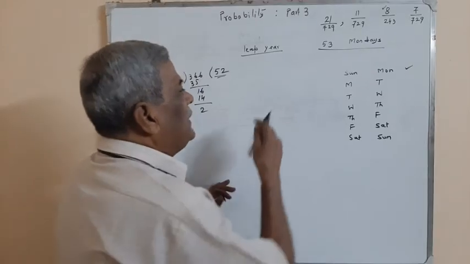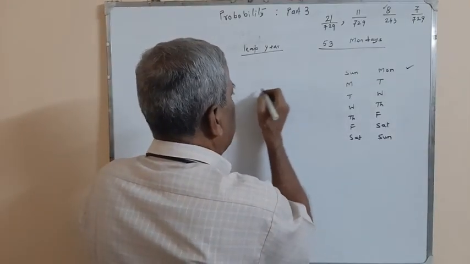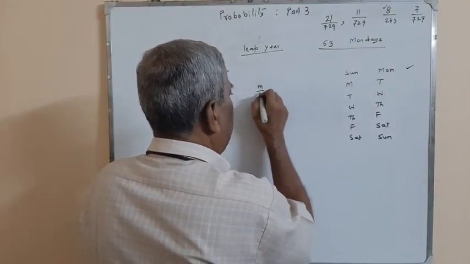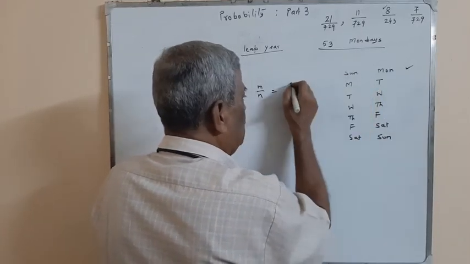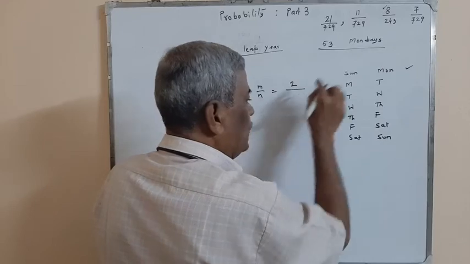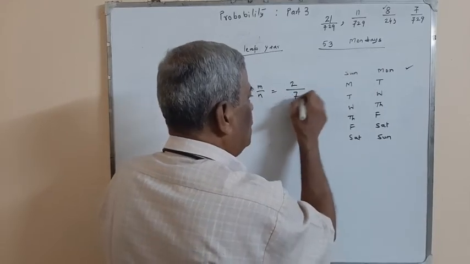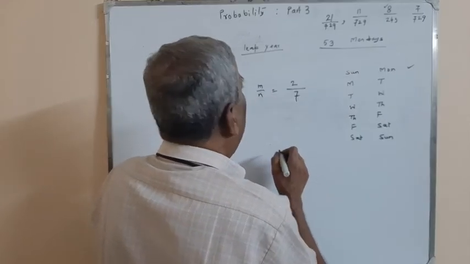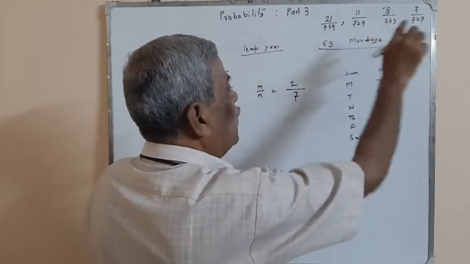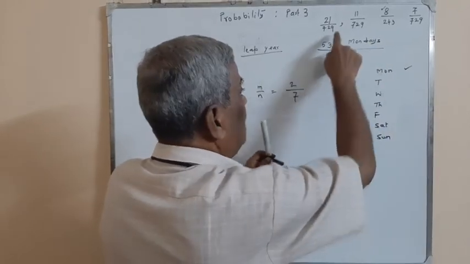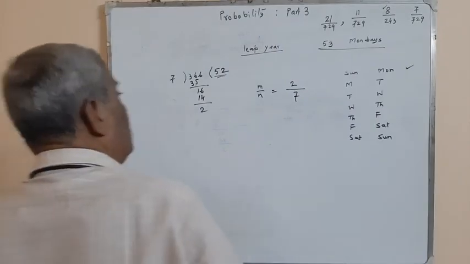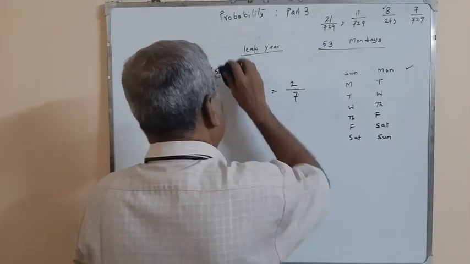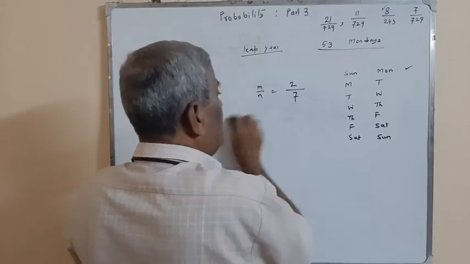So our required probability m by n is equal to 2, Monday and Monday, and n, the total possibility, is 7. So the answer is 2 by 7. Oh, the options are not yet given. Those options are for the last problem, not this problem. So 2 by 7 is our correct answer. 2 by 7.